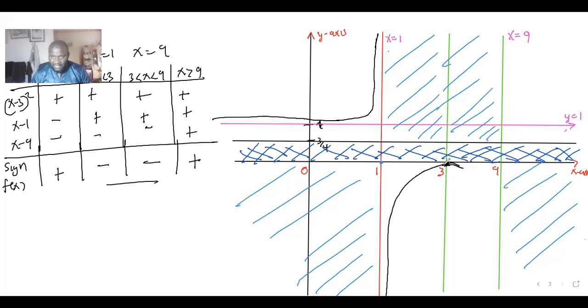Yes. When it turns maximum at 3, it goes down, because it is meeting an asymptote, x is equal to 9. It cannot cross through an asymptote to go this side because this side is shaded. It can't go there. Any shaded part, the curve cannot go there. It is a wall. It can't cross through. So what happens? It goes down as it approaches the asymptote. It becomes parallel to the asymptote.